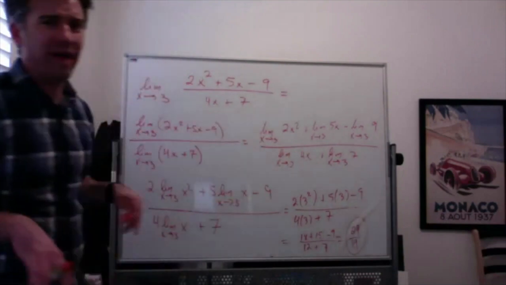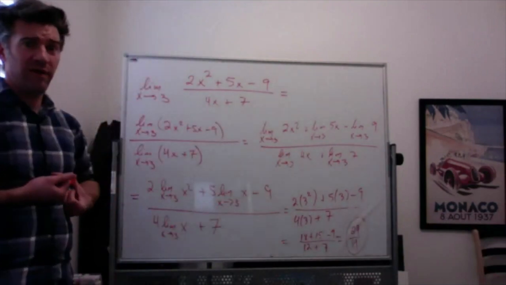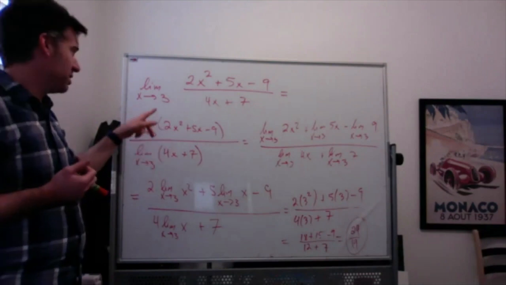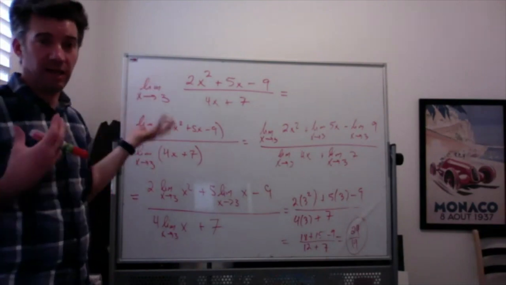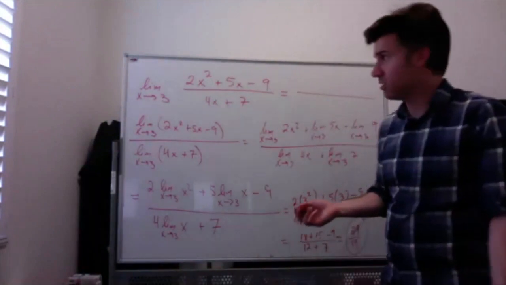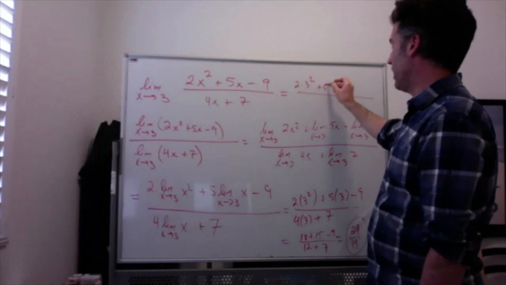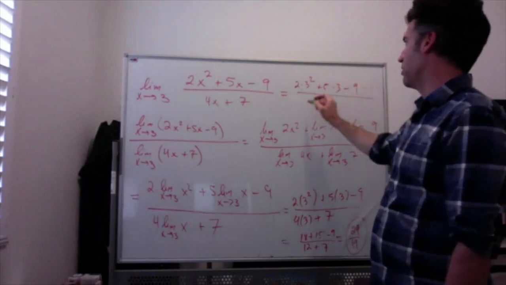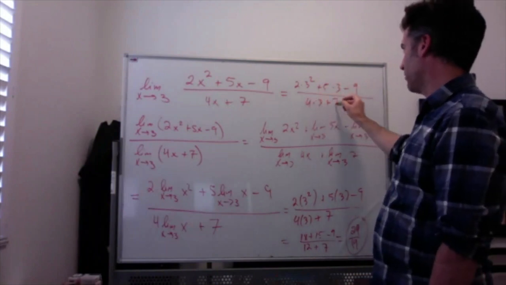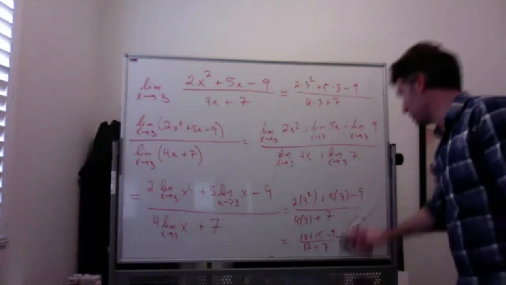But you shouldn't do all that. That's a giant pain in the butt. What you should do is that if you're trying to evaluate the limit, you should just see, can I plug in 3 and get an answer? And we can. The same answer. If I plug in 3, I get 2 times 3 squared plus 5 times 3 minus 9 over 4 times 3 plus 7. And that ends up being exactly the same thing, 24 over 19.